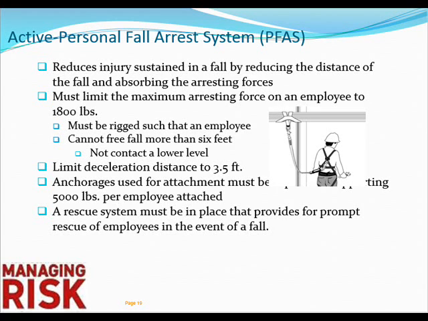The active personal fall arrest system, PFAS, reduces injury sustained in a fall by reducing the distance of the fall and absorbing the arresting forces. It must limit the maximum arresting force on an employee to 1,800 pounds. It must be rigged such that the employee cannot fall for more than 6 feet or contact a lower level. Limit deceleration distance to 3.5 feet. Anchorages used for attachment must support 5,000 pounds per employee attached. A rescue system must be put in place so that it provides prompt rescue of employees in the event of a fall.